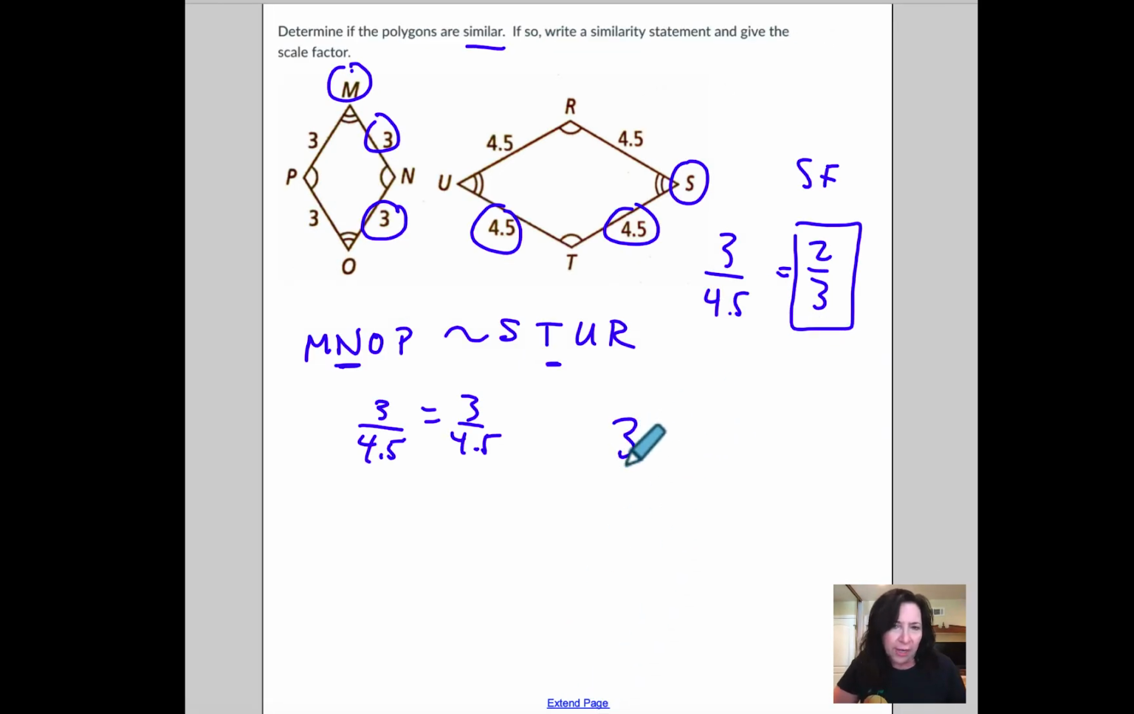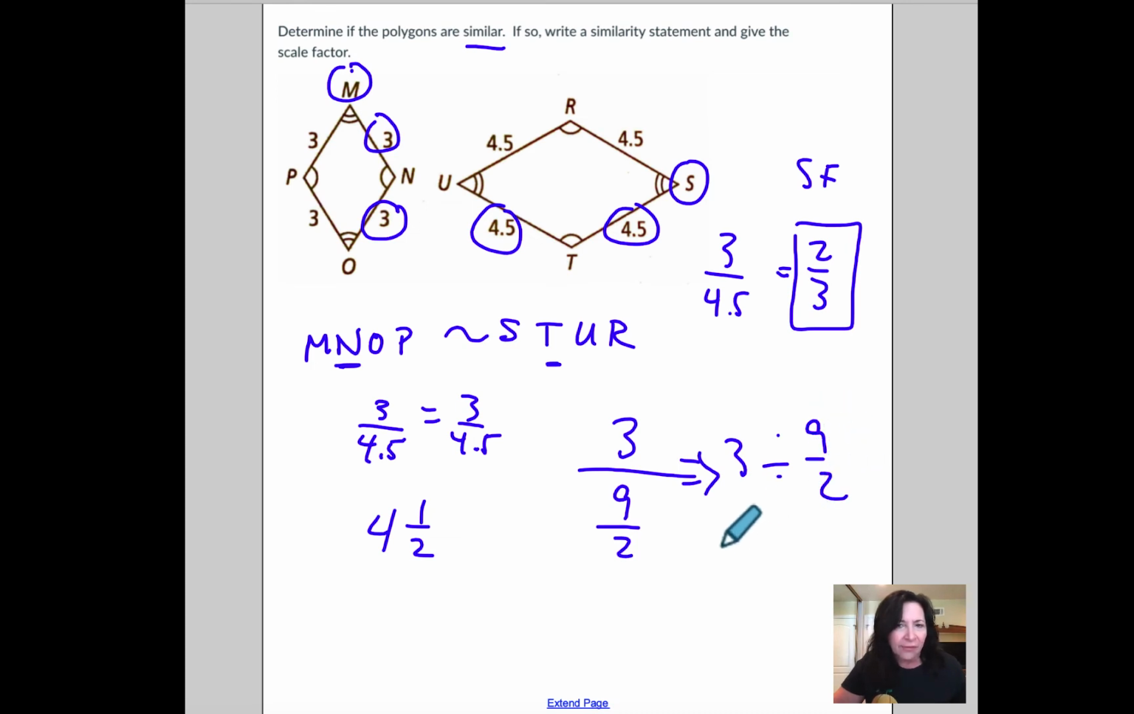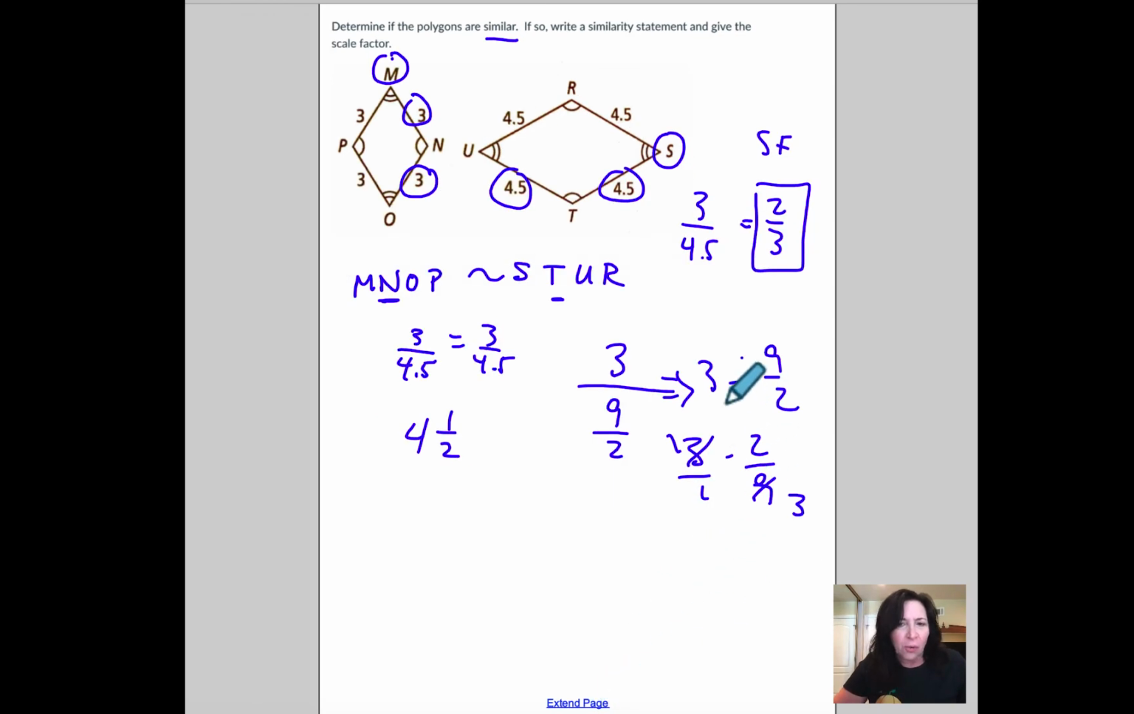However, if you don't have a calculator and you want to do this by hand, you're going to go 3 is to 4.5. 4.5 is 4 1/2, which is 8 plus 1 is 9, so that's 9 halves. So what you're doing is you're saying 3 divided by 9 halves, which is 3 times 2/9. 3 is going to cancel with this 3 that's in this 9, and that'll be 3 here, and this will be a 1. And so the scale factor would just be 2/3. Okay, so yes, you can use your calculator, or yes, you can use your brain.